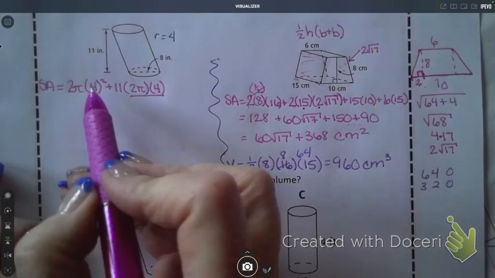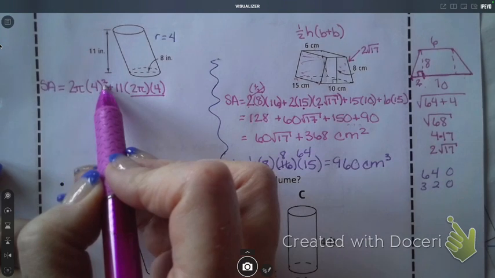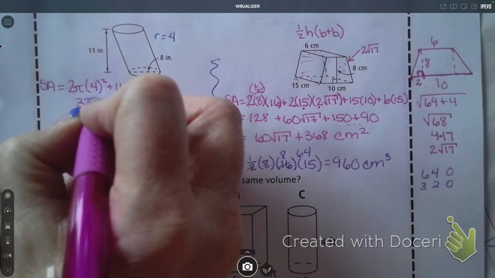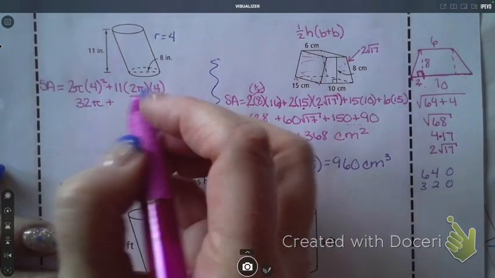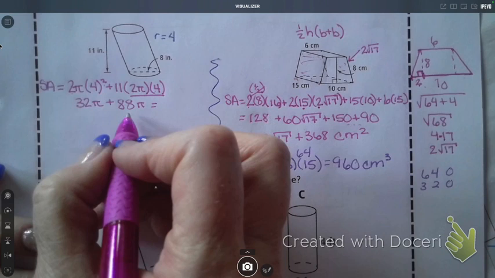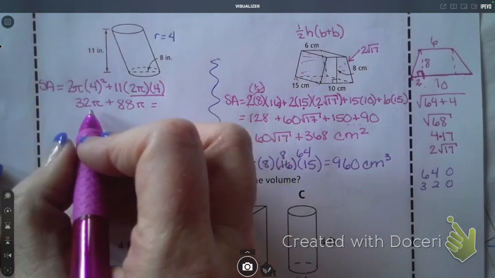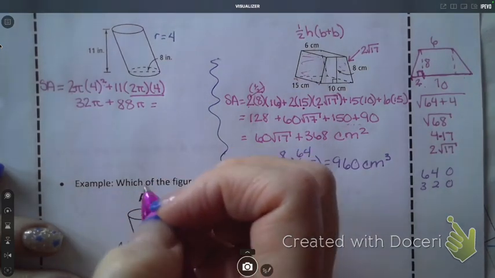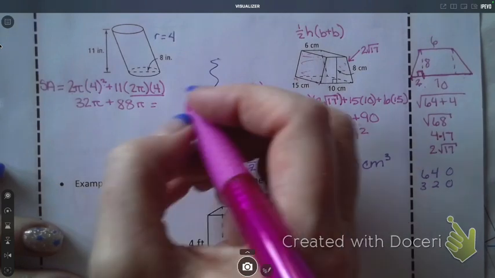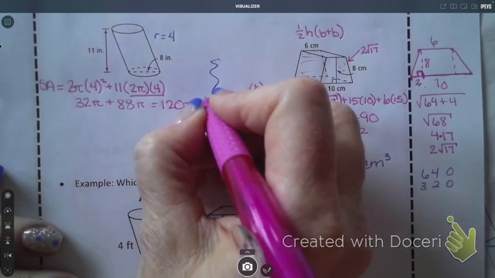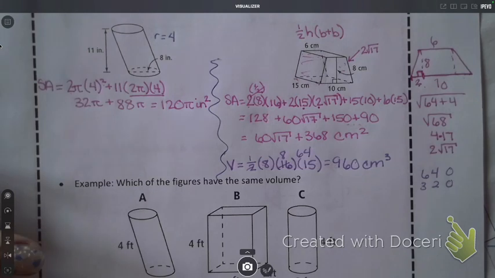Okay, so 4 squared is 16, times 2, 32. I'm assuming we're going to do 8 times 11, 88. Wait a minute. 11 times 8, that's 88, plus 32 gives 120. Yeah, 120 inches squared. They're going faster, aren't they?